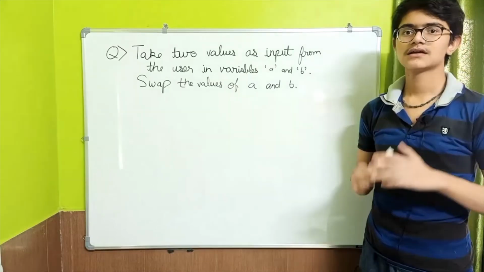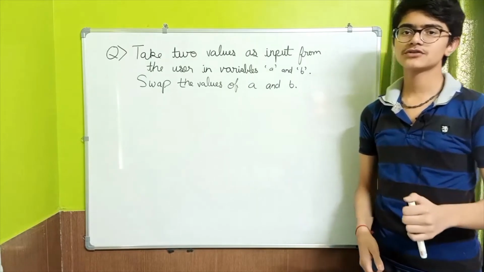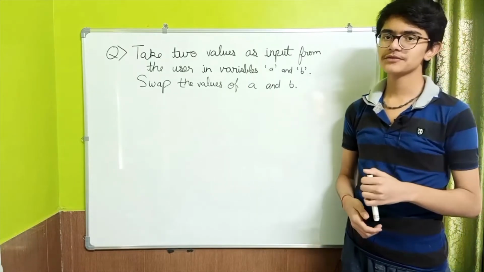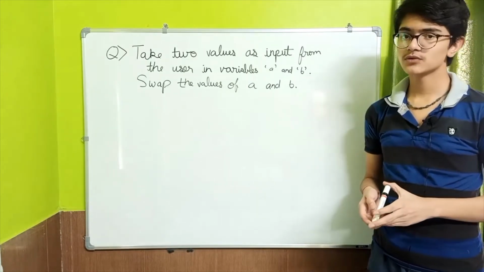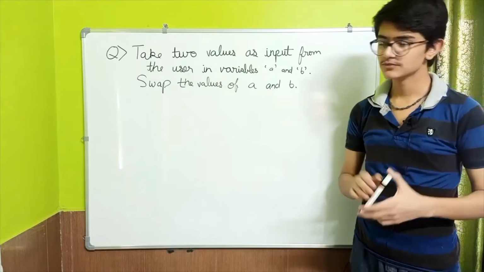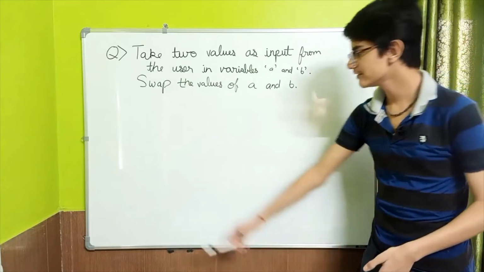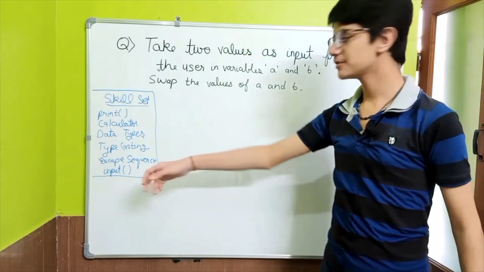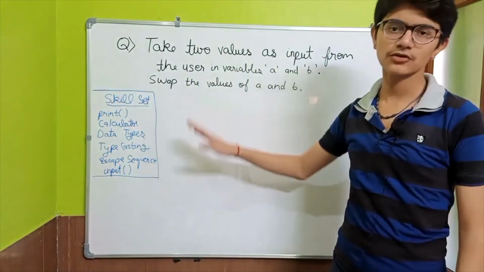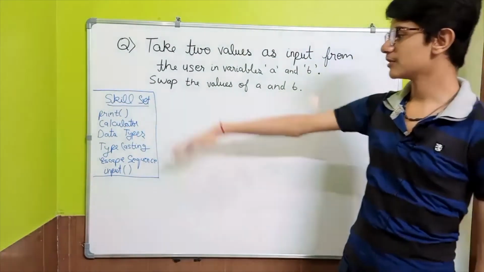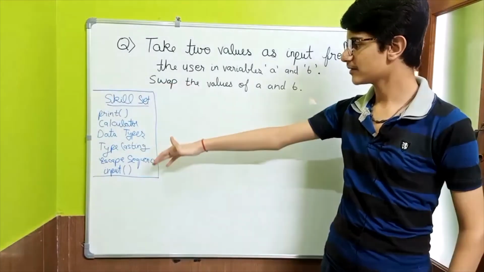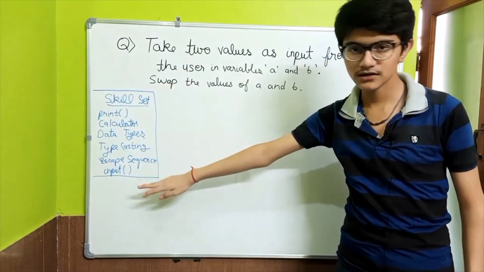Let's continue. Guys, I had also told you to write down your skill set. This is not a very important step, but when you are doing the coding, it may help you. So let me write down your skill set here, guys. So guys, I have written down your skill set here, whatever I have taught you in the videos. Print function, calculator, data types, typecasting, escape sequences, and input function.